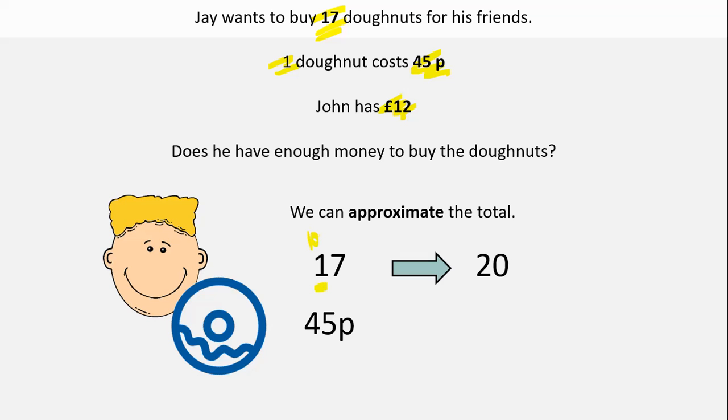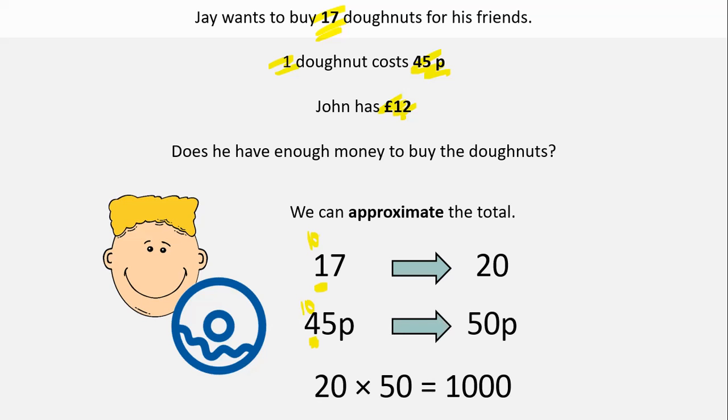It's closer to 20. And when we look at the 45 pence here, again the first significant figure is in the tens column. So when we round this, we're saying that this number is closer to 50 than it is to 40. Remember the idea of 5 or bigger, we round up. So our cost is simply going to be 20 times by the 50, which gives us 1,000 pence, or in other words, £10. So roughly speaking, we think we've got enough cash.